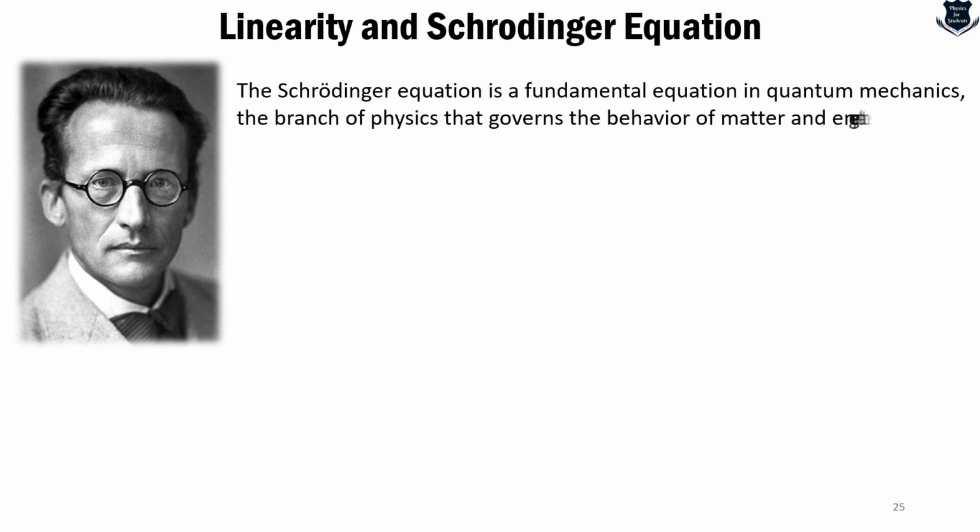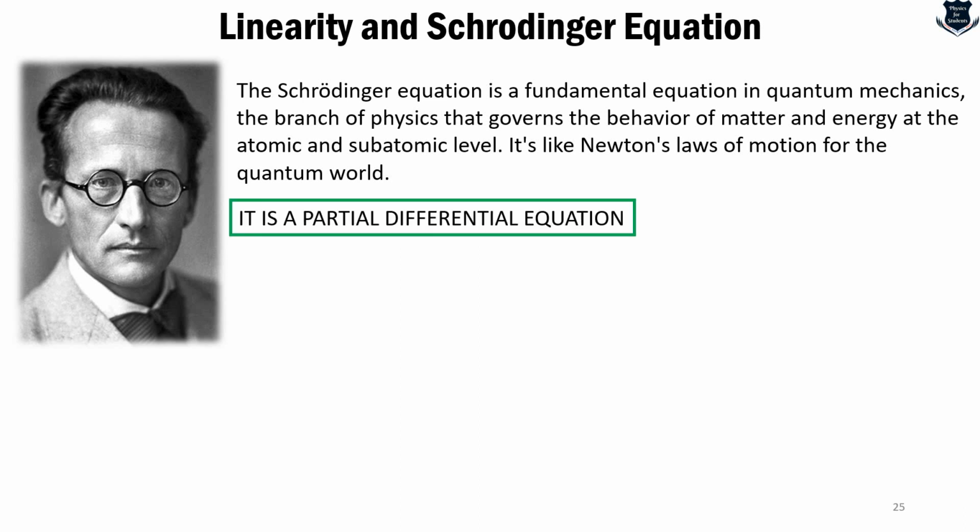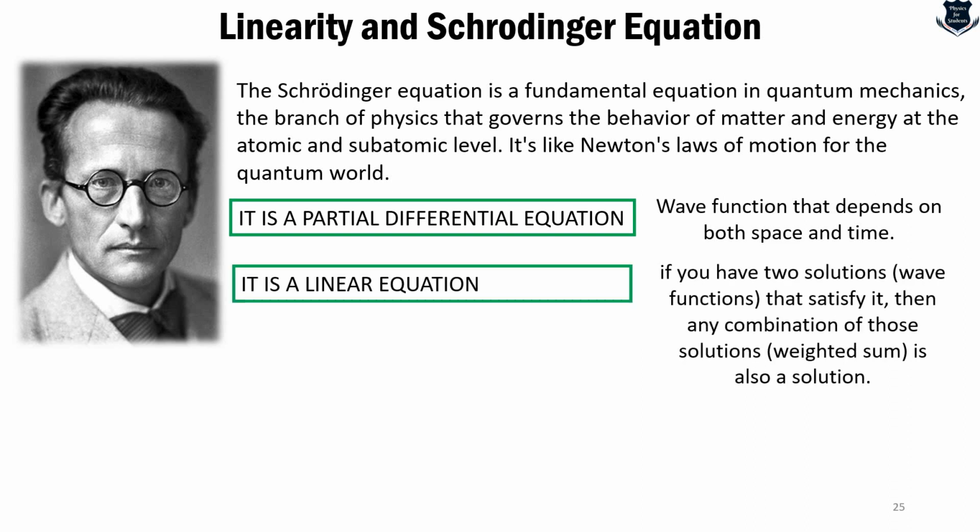It actually shows how our quantum system evolves. And you can say it is like Newton's law of motion, which guides everything in the quantum world. We are not going to explain the Schrodinger equation in this video, but remember that this is a partial differential equation. That means the wave function depends both on space and time. And it is a linear equation. That means if you have two solutions, wave functions that satisfy it, then any combination of those solutions is also a solution. This is important.